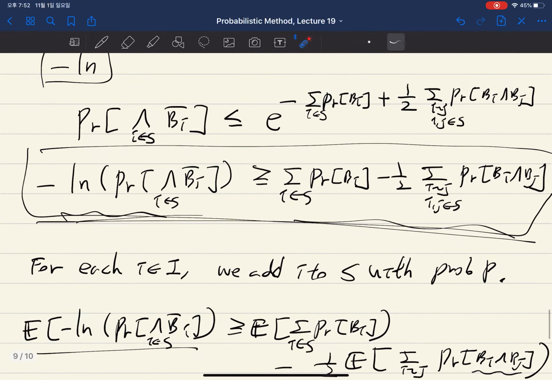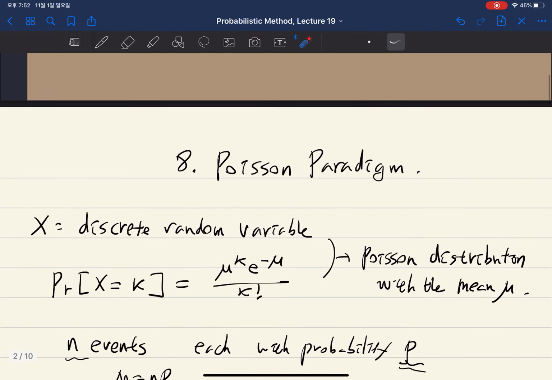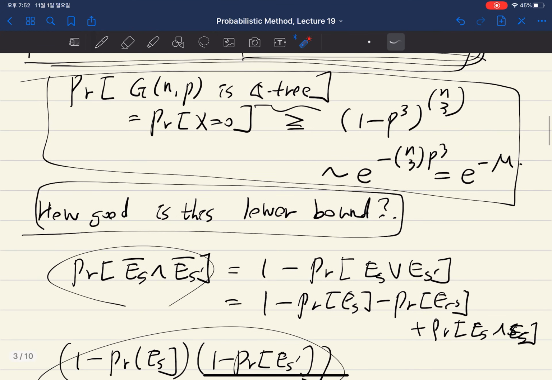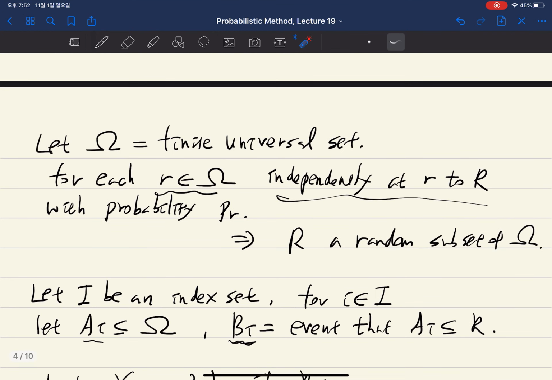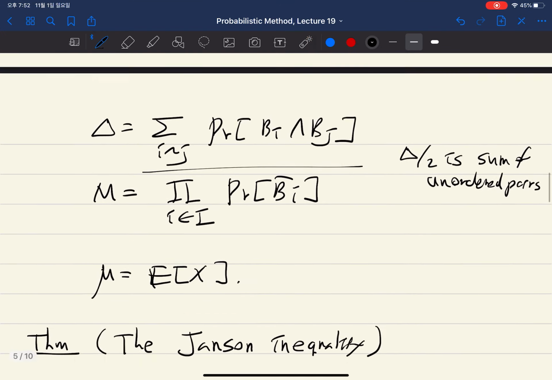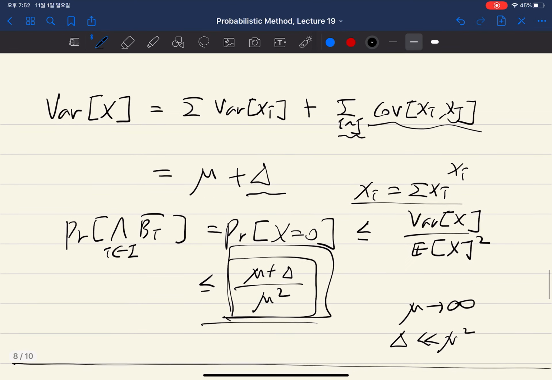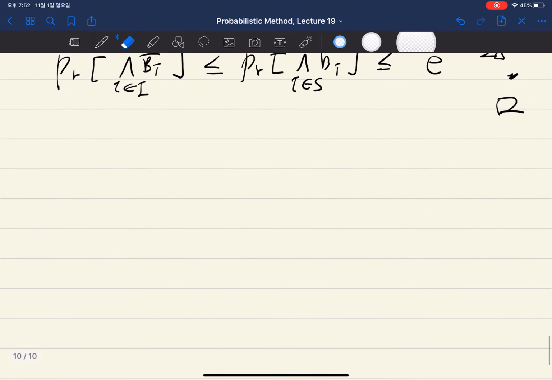So we have proved this Janson's inequality, and one thing is that in this Janson's inequality, what we used is this setup. There is this finite universal set, and we have these independent random variables. Each of them belongs to R or not, and those have to be independent. And they form kind of elements of the events, and each event is a combination of those independent events.